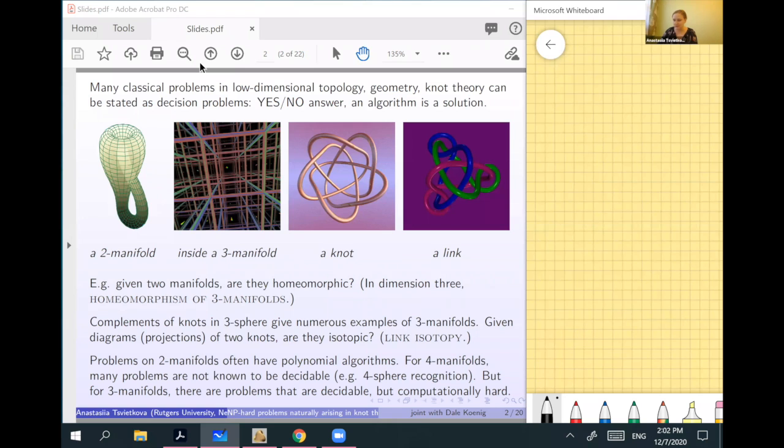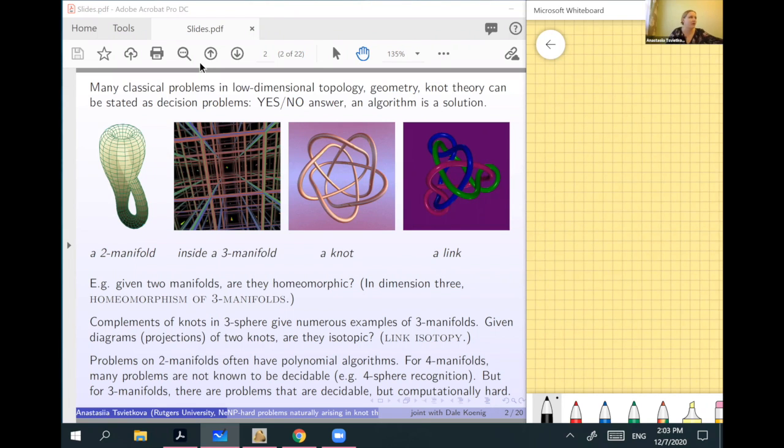All right. So I'll start with some very basic things because it's kind of an intersection of complexity theory and topology. Let me say a little bit about both, which is very basic. Likely many of you find it very simple and know already. So many classical problems in low-dimensional topology, geometry, knot theory, can be stated as decision problems. So a decision problem is where you have a yes/no answer, and an algorithm is a solution.